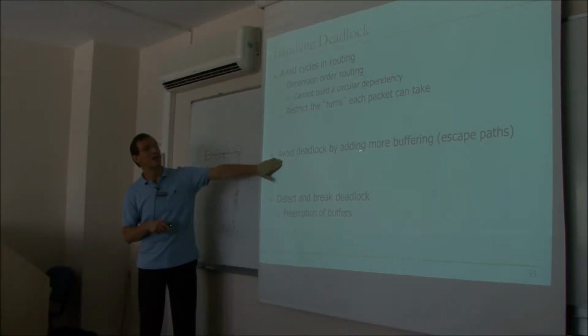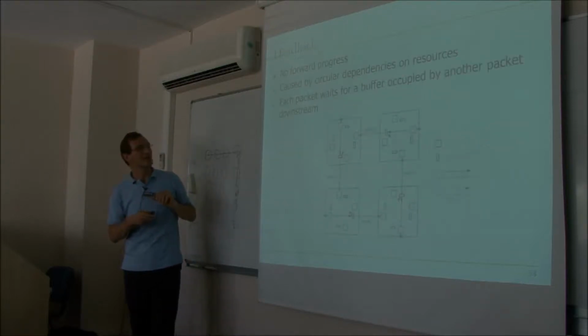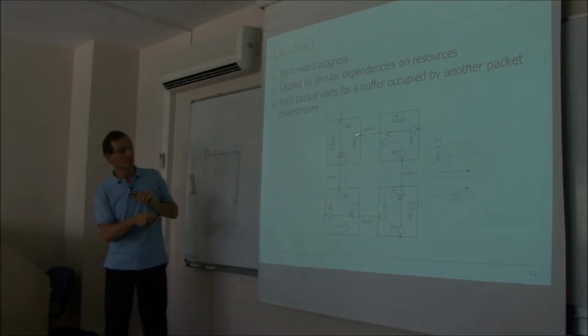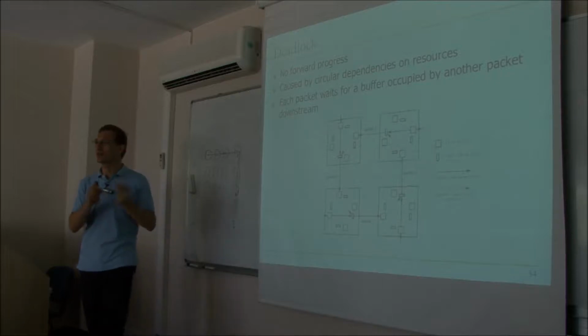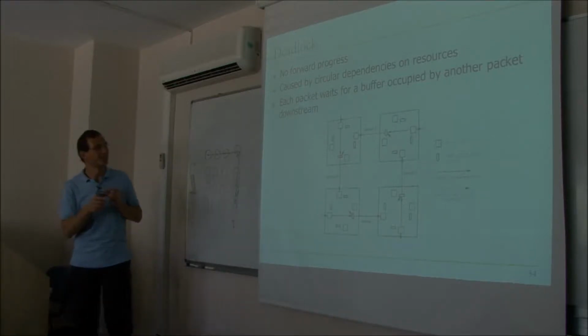You can do other solutions. You can avoid deadlock by adding more buffering. Basically, you have these escape paths. Here, for example, you have only one path going from here to here. But if you have an escape channel that enables this packet to escape to some other buffer here, then you can fix this problem. But of course, you need to manage those escape paths nicely.